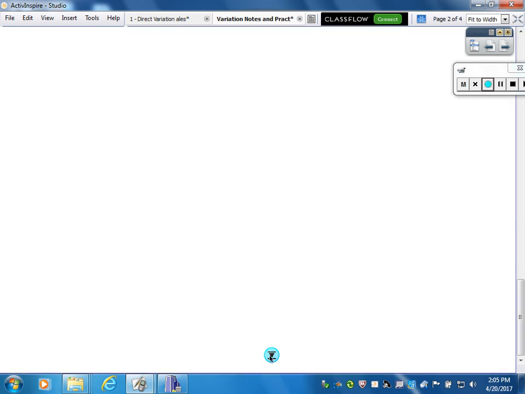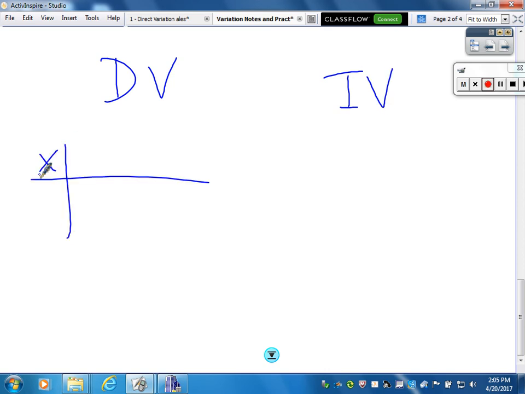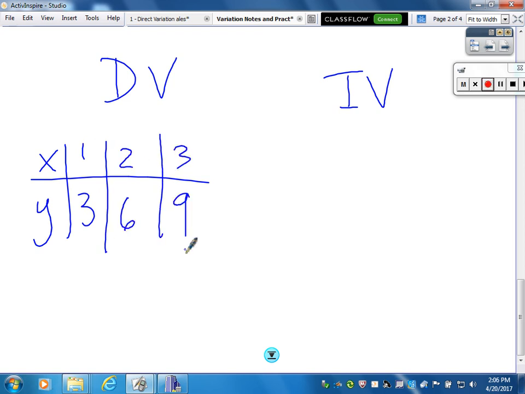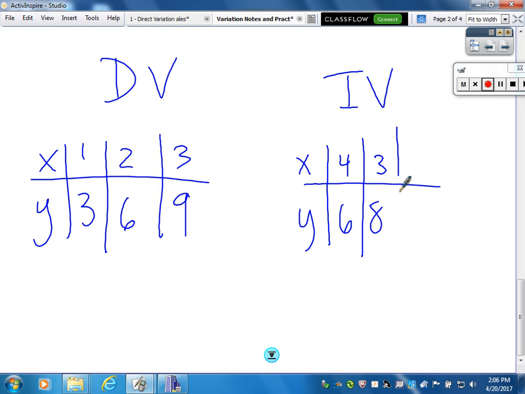All right, just a quick summary. Direct variation versus inverse variation. Direct variation is like this. You've got 1, it becomes 3. You've got 2, it becomes 6. You've got 3, it becomes 9. Inverse variation is like this. You've got 4, 6 goes with it. You've got 3, 8 goes with it. You've got 12, 2 goes with it.